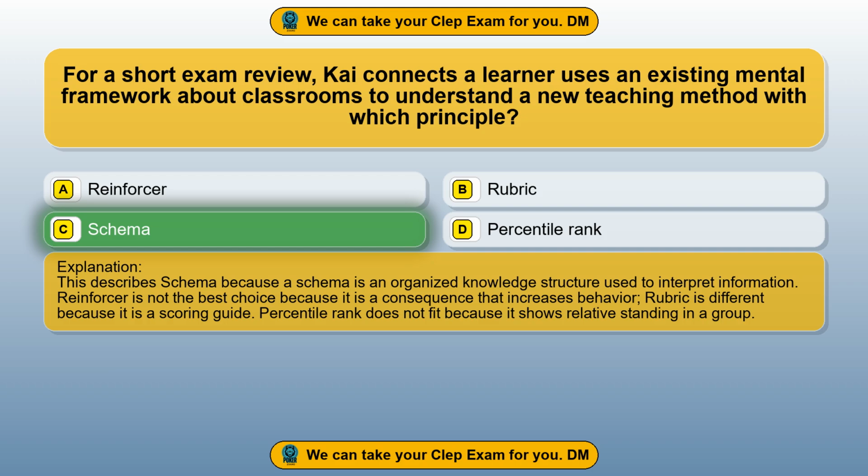Reinforcer is not the best choice because it is a consequence that increases behavior. Rubric is different because it is a scoring guide. Percentile rank does not fit because it shows relative standing in a group.